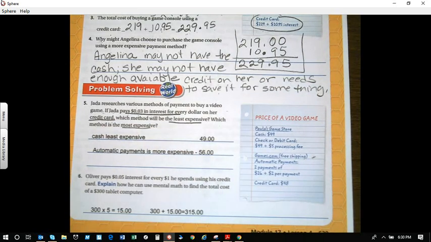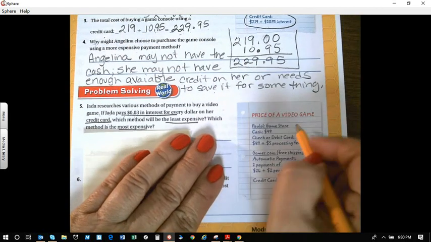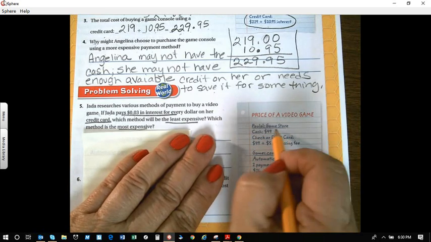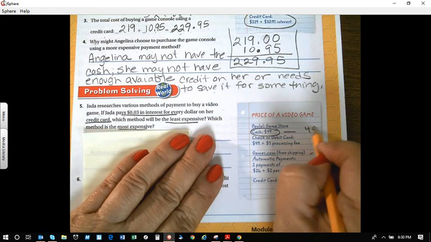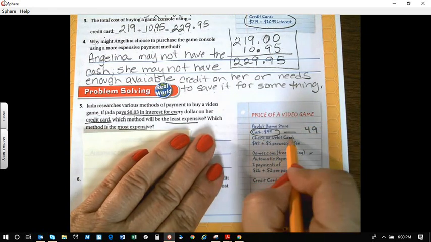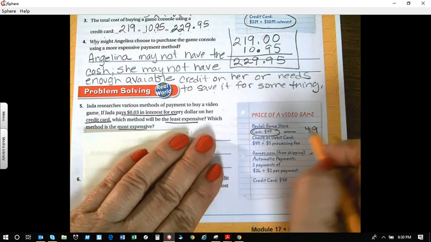And so let me go ahead. I know you're already looking at it, saying, oh, let me write this down. But I'm going to hide this here because I want to go through this first. Paula's Game Store, that's cash. So I know that that's $49. A check or debit card, it's going to be $49 plus $5. And how much does that give you?